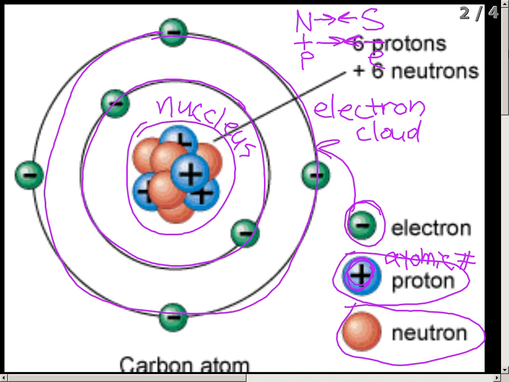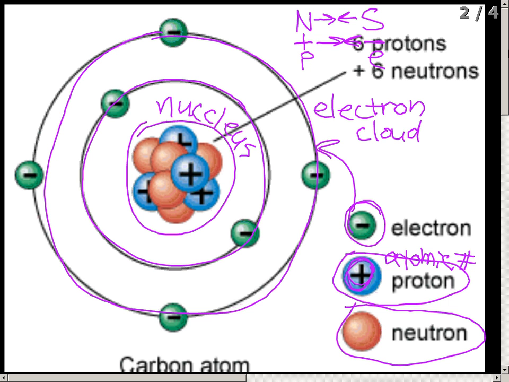So, the 3 major parts of the atom. The protons, which are in the nucleus at the center, along with the neutrons. And then outside in an electron cloud exists the electrons, and there's levels to the electron cloud. Level 1 can hold 2 electrons, level 2 can hold 8 electrons, so on and so forth.